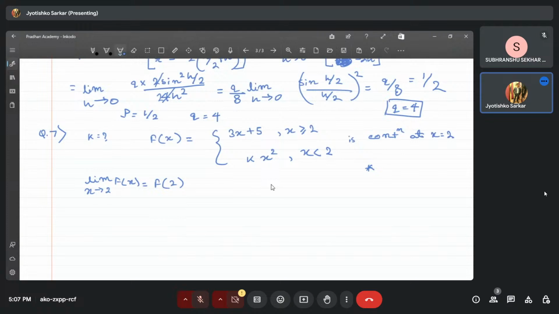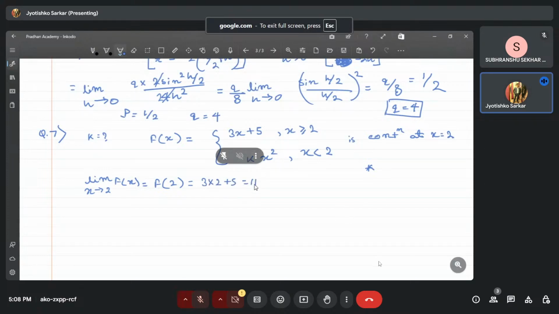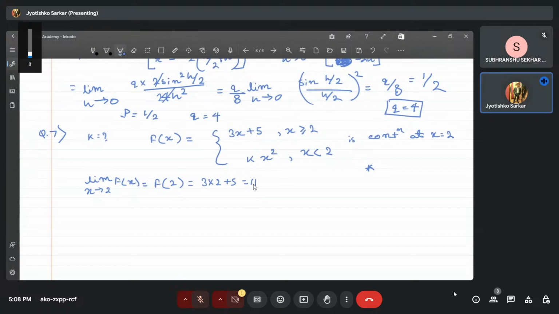So if we use the value of the function at f(2), here we can see x is greater than or equal to 2. So at x equals 2, the function will be 3 into 2 plus 5, that is 6 plus 5, which is 11. So that's the value of the function at 2. Now we have to evaluate the function's left hand limit and right hand limit, and we will equate it with 11 and we will get our required answer.